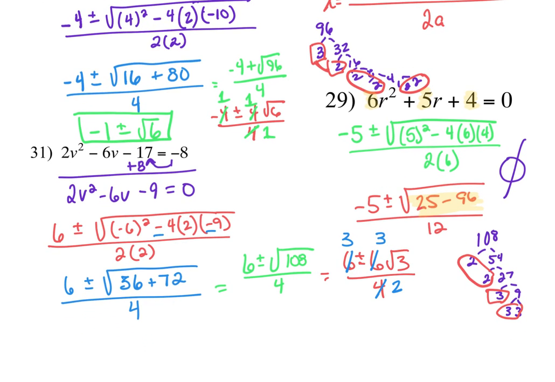So my answer for this guy is going to be 3 plus or minus 3 square root of 3 all over 2. And I am done.